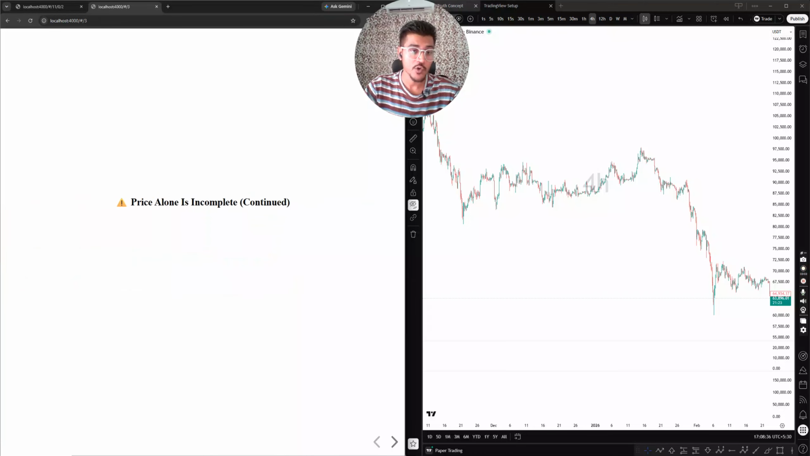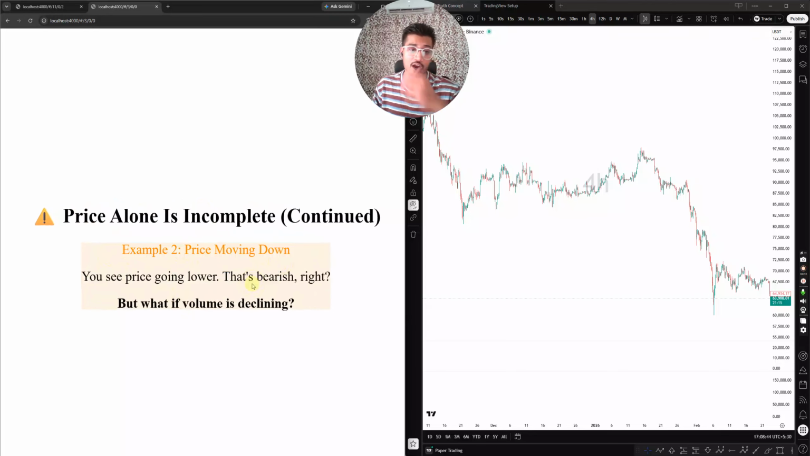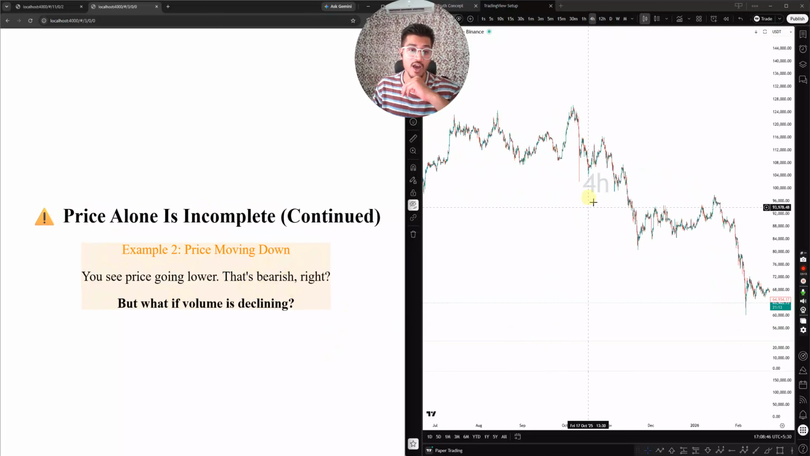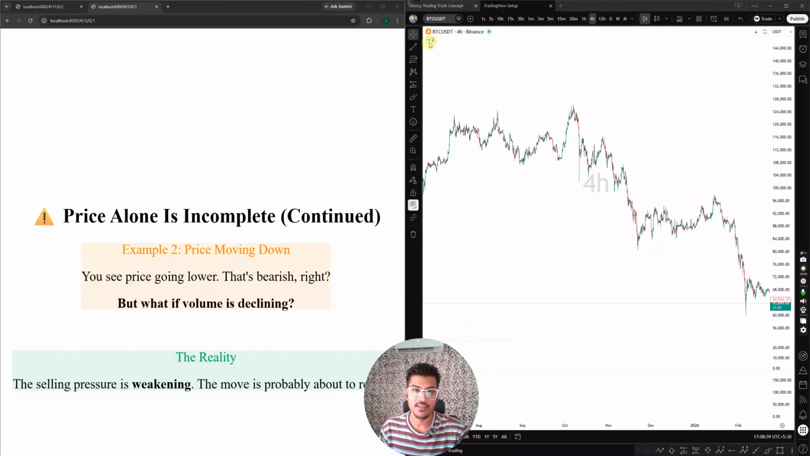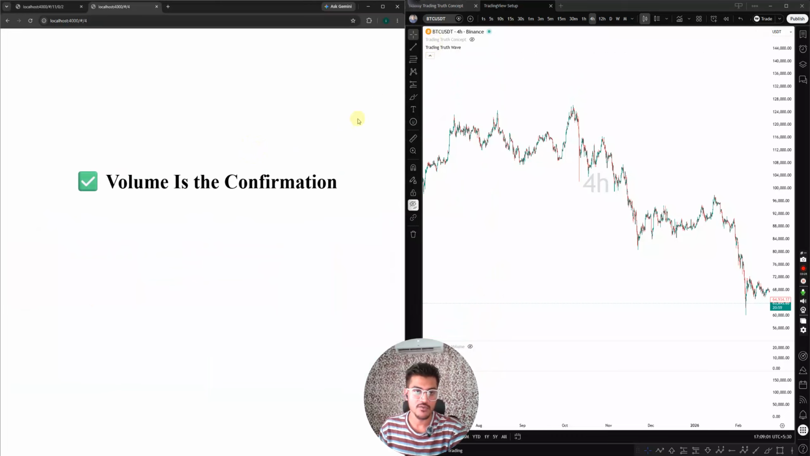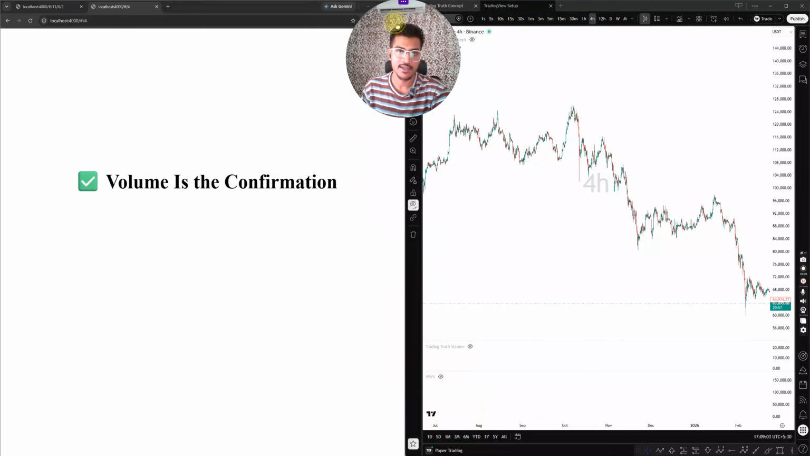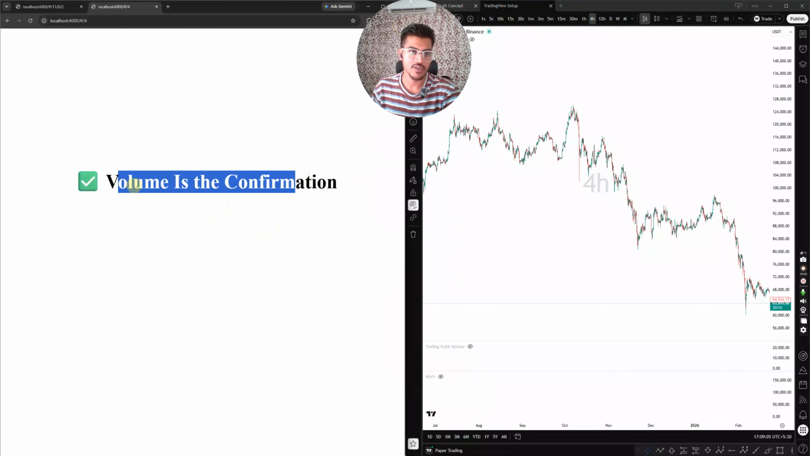As I said, price alone is incomplete. We can look at example 2, where price is moving down. You see price going down, making lower lows, but what if volume is declining? The reality may be that the selling pressure is weakening, and the move is probably about to reverse. I showed you this one. Let's go through this one first.